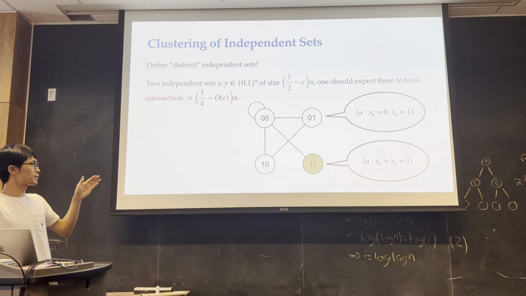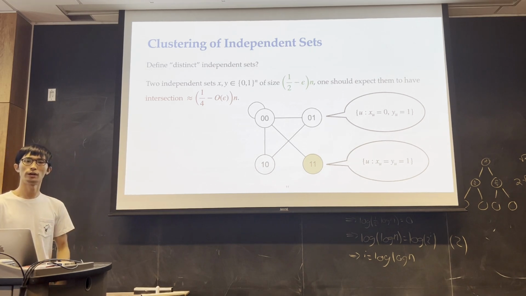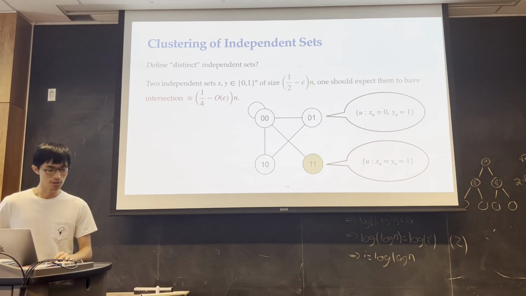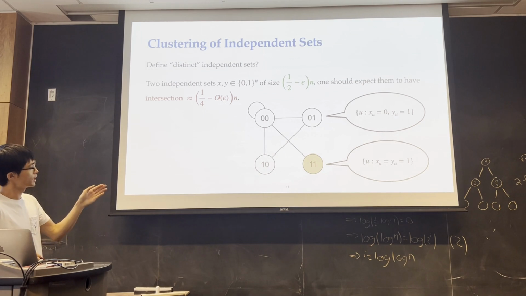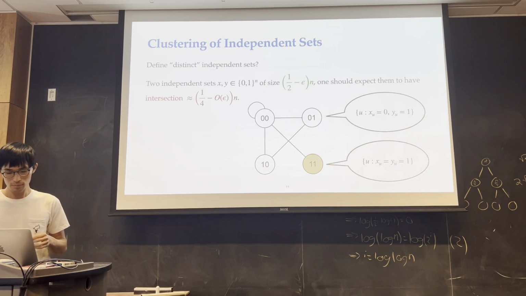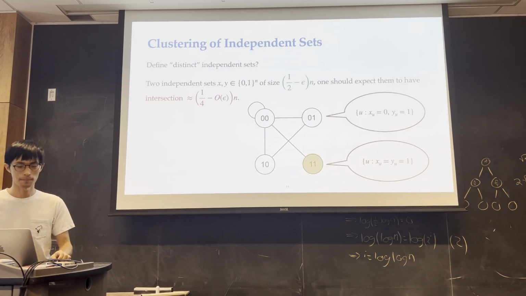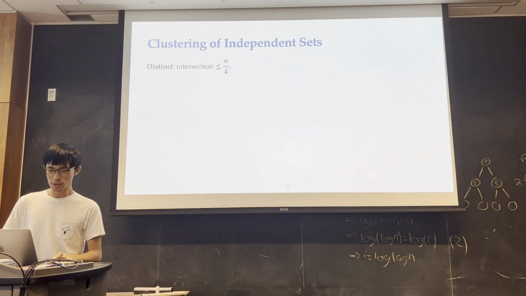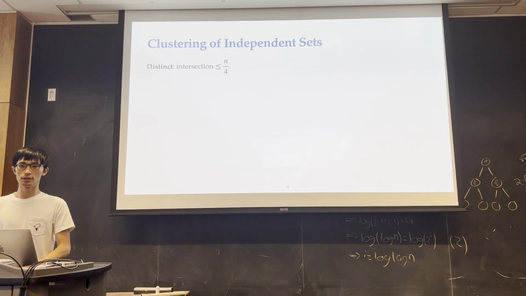And here you should also think of the edges in this 4 vertex graph as representing edges between the parts. So for example, we cannot have any edges between 1, 0 and 1, 1 because these are considered in the same independent set by x. Similarly for 0, 1 and 1, 1. Okay, so we're gonna define distinct to mean that the intersection is at most n over 4.